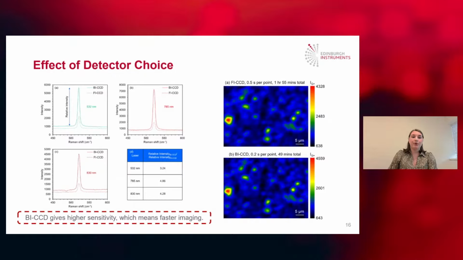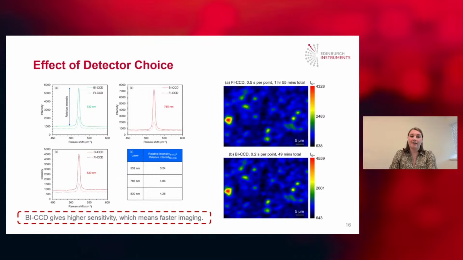This becomes very important when you're thinking of mapping your sample. So here we have the same sample analyzed with 532, 785, and 830 nanometer lasers, both with the back and the front illuminated CCD. And you can see that in all cases, the back illuminated has much higher signal intensity, with almost 3.2 times higher in the 532, about 4.9 times higher in the 785, and about 4.3 times higher in the 830. As I mentioned, this is a really important consideration for mapping.